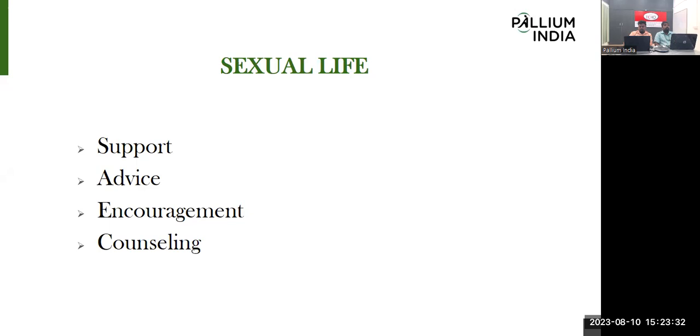Then sexual life. Both the patient and their partner need to get proper support, because they have the right to get love and compassion, and they need to give love and compassion. So we need to provide proper support. Any advice needed, we can provide. Encouragement and counseling also, for the patient and the partner, we can suggest and provide.